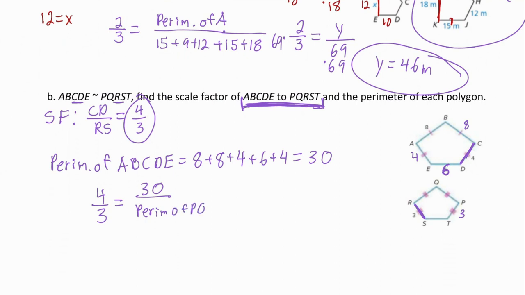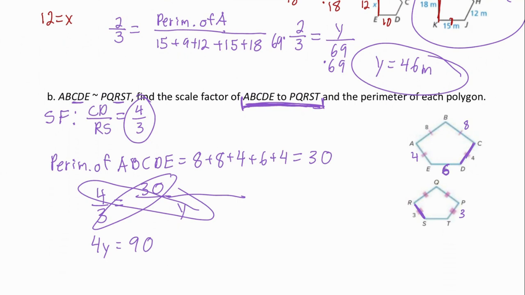And so that's going to correspond with the perimeter of PQRST. Okay, and so again, you can cross multiply just for the sake of solving this problem to make it a little bit easier. I'm going to call that perimeter y. And so we would cross multiply, and we'd say 4y is equal to 90. And then we would divide both sides by 4. So we'd get that y is equal to 45/2, or if you wanted to write that as a decimal, 22.5. And so this would be the perimeter of PQRST.